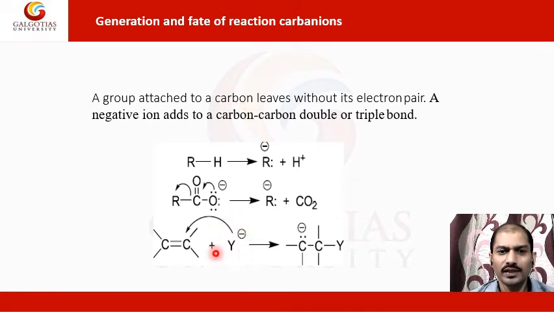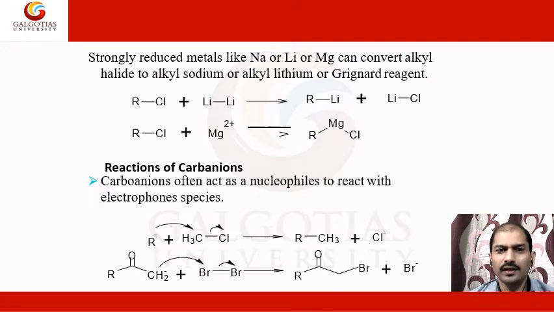Likewise, here you can see if any negative or nucleophilic group is attacking a particular carbon, the electrons will shift towards this carbon. So this will also make a carbanion species. There are many more examples, like alkyl chlorides reacting with lithium and with magnesium. Strongly reducing metals like lithium, sodium or magnesium can convert alkyl halide to alkyl sodium or alkyl lithium.